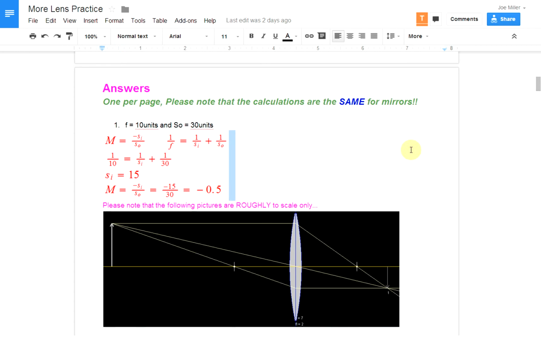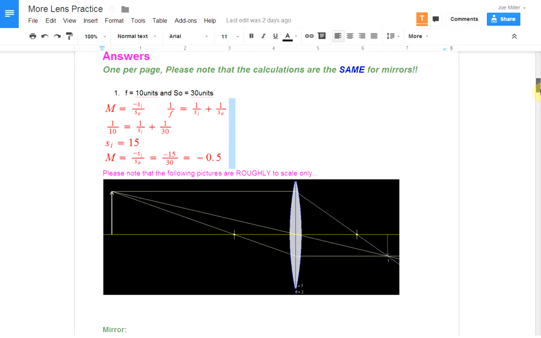All right, here we go. And let's take a look at number one. So on number one, and by the way, this is more lens practice. What we're doing here is going over some of the problems I gave you so you get more practice with lenses. And we're going to look at number one.